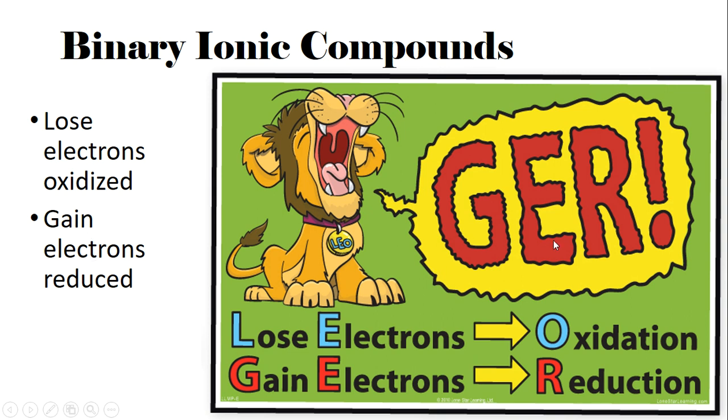So the lion says GER. This lion's a little more adamant. That's more of a roar. But anyway, you get the point. GER. Gain electrons, reduce, lose electrons, oxidized.